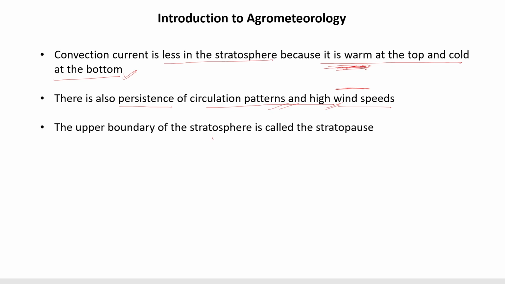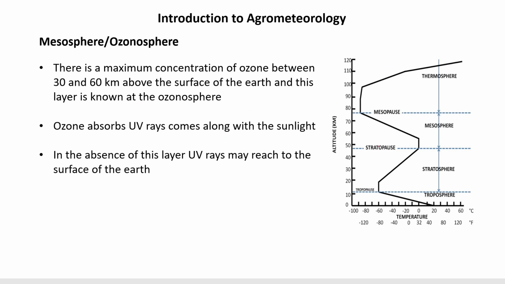The upper boundary of the stratosphere is called the stratopause. So here we can see the stratopause. This is the stratosphere, and in between the mesosphere and stratosphere there is the stratopause region. Now the next layer, the mesosphere or ozonosphere.